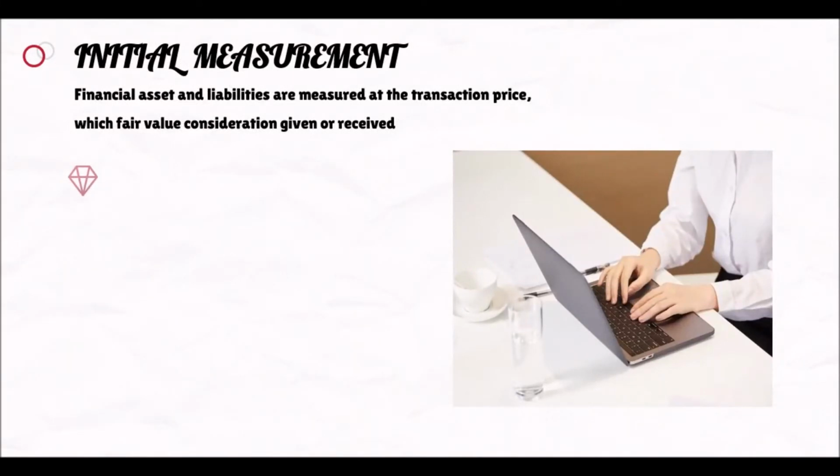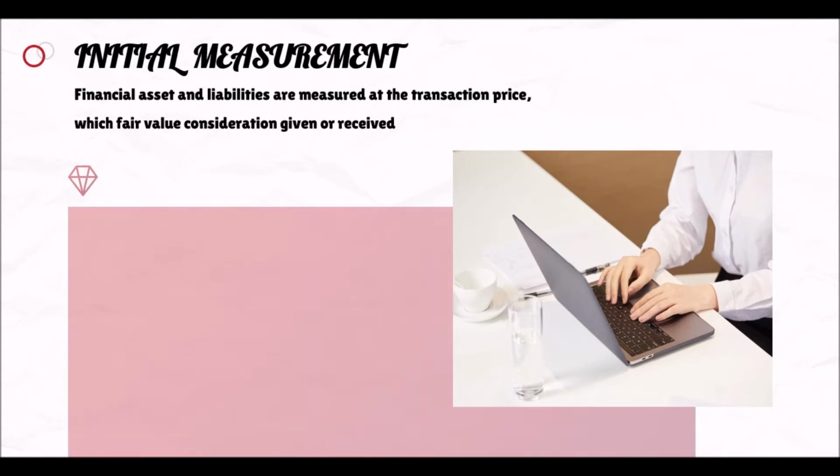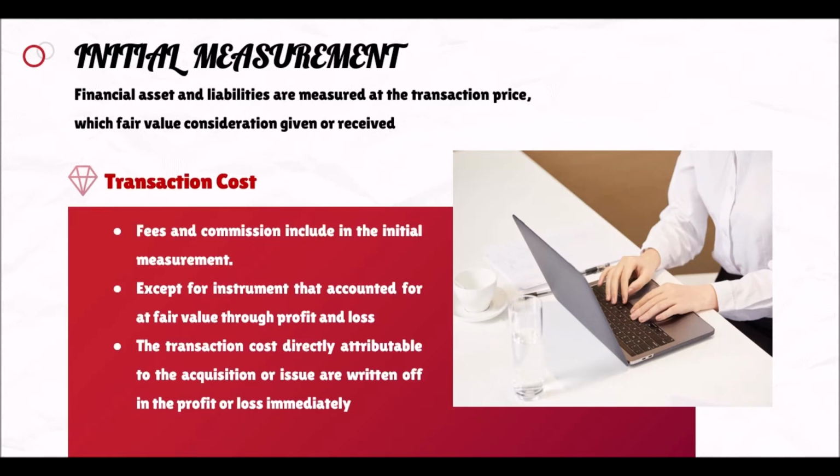Under initial measurement, financial assets and financial liabilities are measured at the transaction price, which is the fair value of consideration given or received. Transaction costs such as fees and commission are included in the initial measurement, except for instruments that are accounted for at fair value through profit and loss. For those that are measured at fair value through profit or loss, the transaction costs directly attributable to the acquisition or issue are written off in the profit or loss immediately.